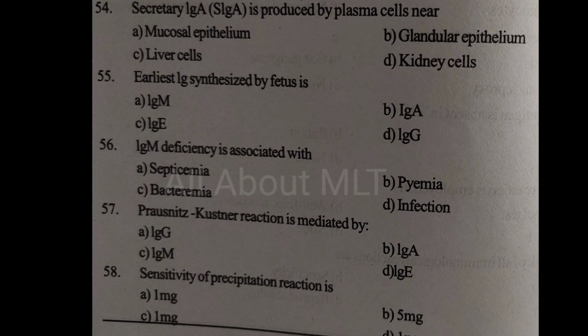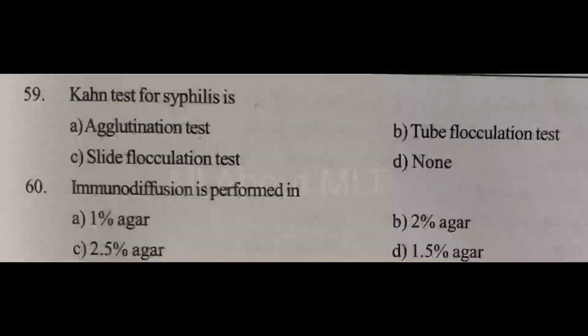Sensitivity of precipitation reaction is option A, 1 mg, option B, 5 mg, option C, 1 mg, option D, 1 ng. Answer is option A, 1 mg. Kahn test for syphilis is option A, agglutination test, option B, tube flocculation test, option C, slide flocculation test, option D, none. Answer is option B, tube flocculation test.